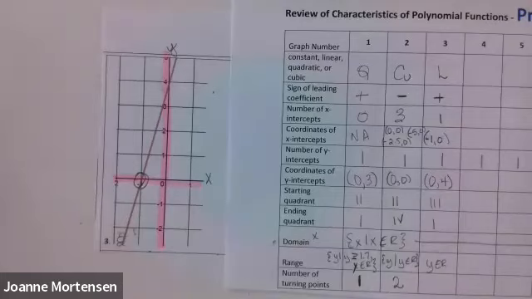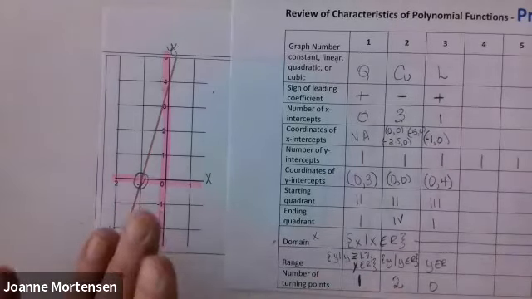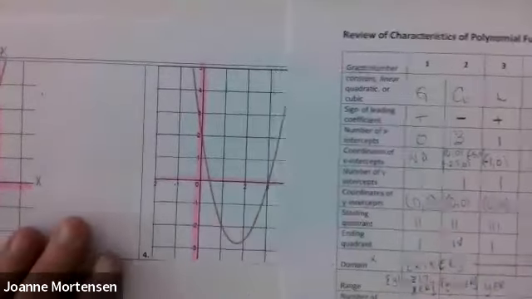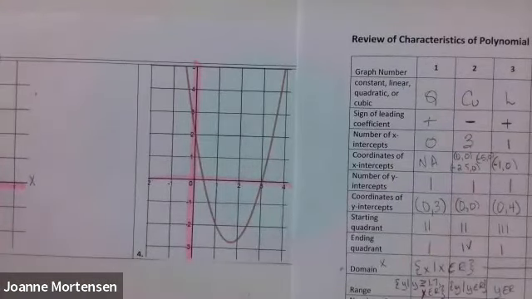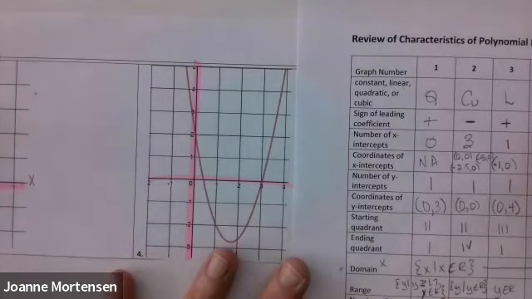All right, how many times, Tyrese, does that line turn? No, 0. No turning points. Excellent. Okay, well, this one you guys should have done really well on, because we already did a parabola. So it's a quadratic.